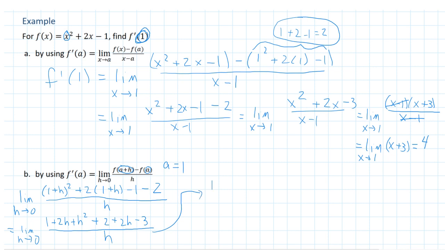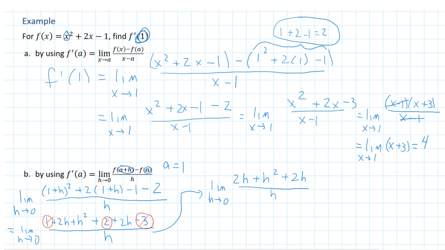And so simplifying, we'll have the limit as h goes to 0 of, well, look at this. I have a 1 and a 2. That will add up to 3, but then I have a minus 3. So these things will all subtract off, and they won't be there anymore. So what will be left will be 2h plus h squared plus 2h all over h.